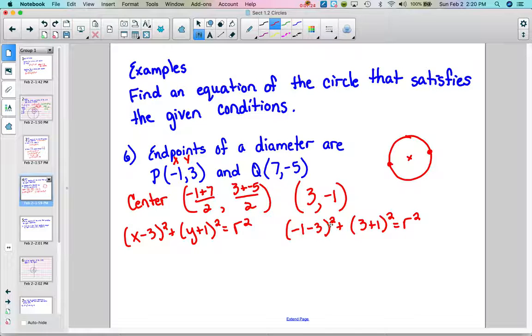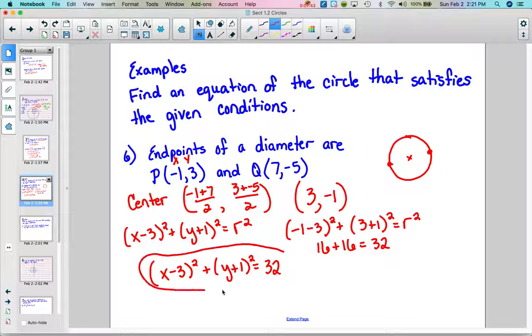So we have (-4) squared is a positive 16, and here we get 16, so r squared is 32. And now we have (x - 3) quantity squared plus (y + 1) quantity squared equals 32. And that is our equation of our circle.